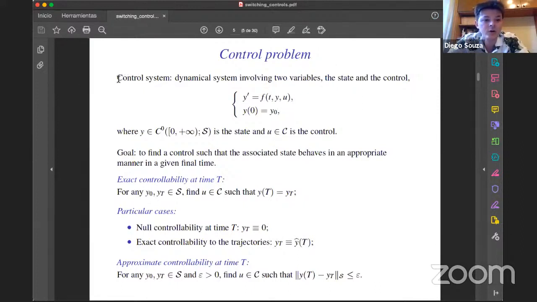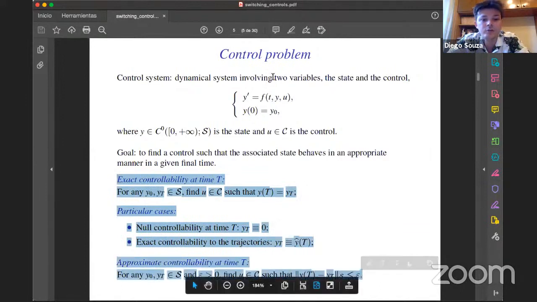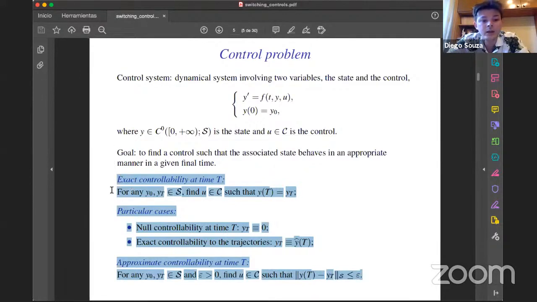So in particular, when we are talking about controllability problems, we have these three definitions of controllability problems. We are talking about exact controllability at time T when for any initial data y0 and any target yT in your space S, you always can find a control u in some appropriate space C, such that the solution of this dynamical system can be steered to yT, to the target, at the final time.